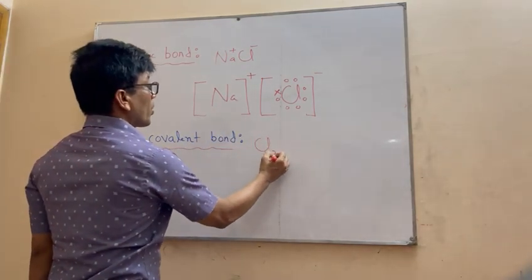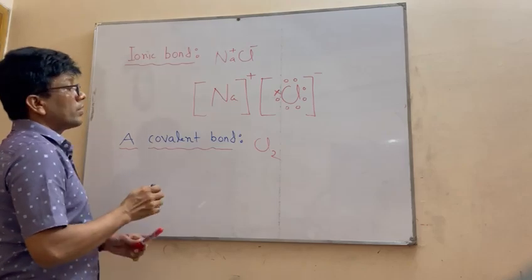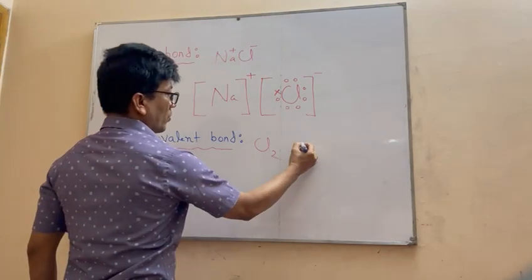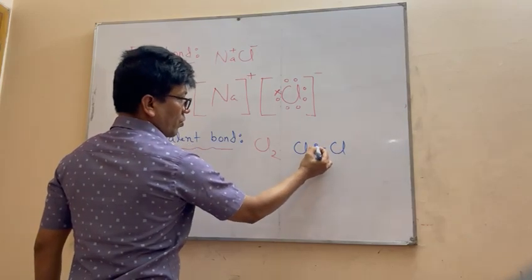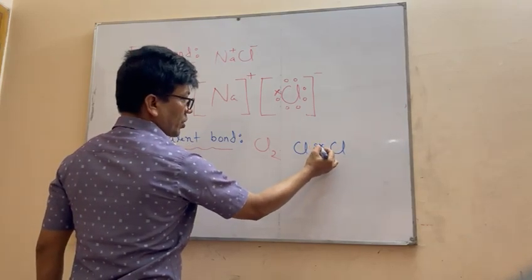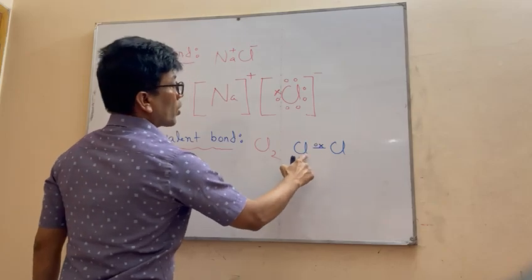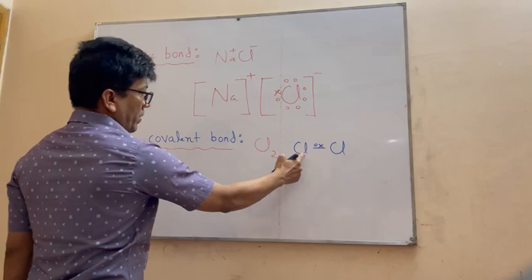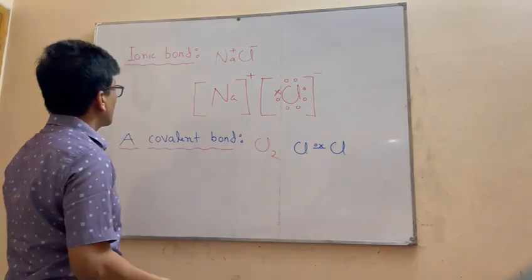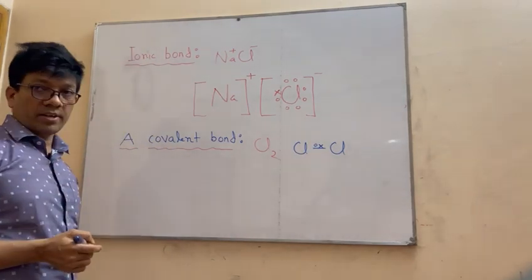You see chlorine, 2 atom chlorine, this 1 electron dot, other electron is cross. This is the chlorine single bond. So chlorine is non-metal, so this will be a covalent bond.